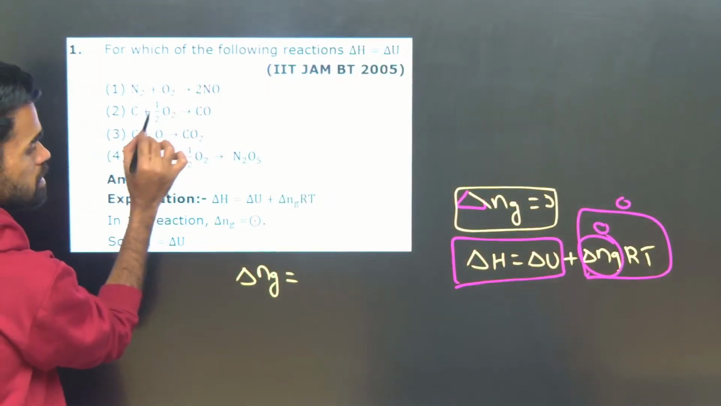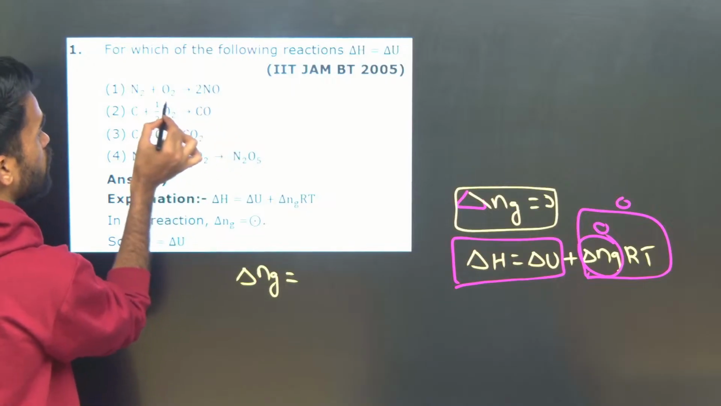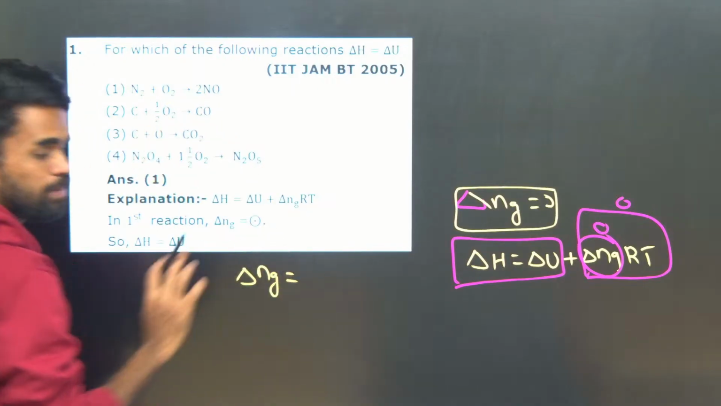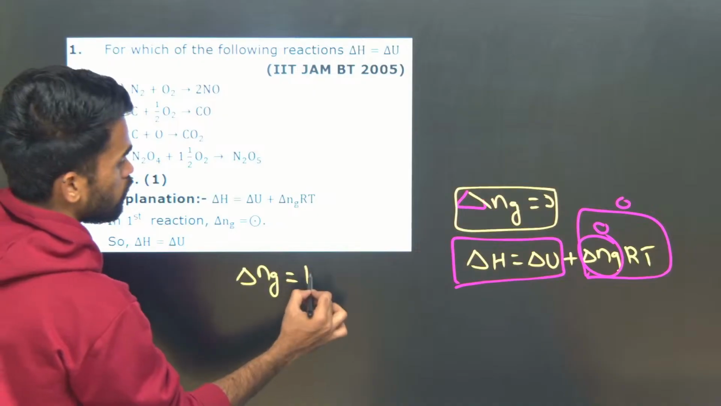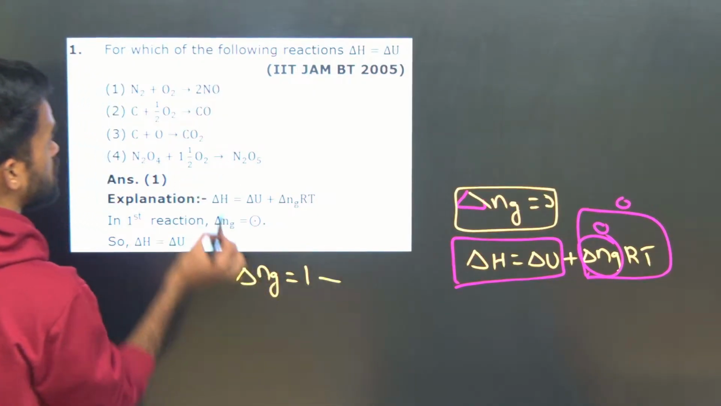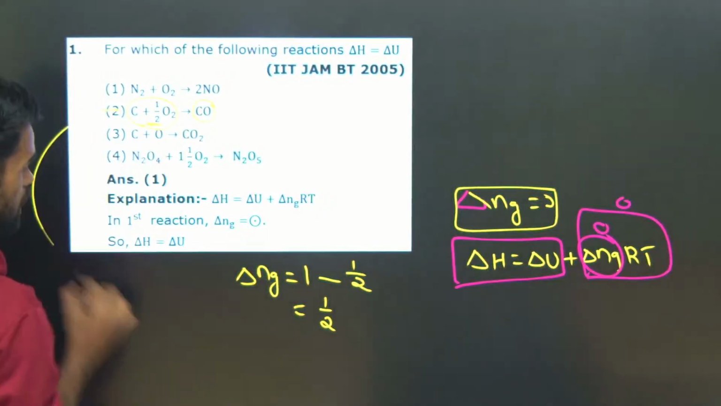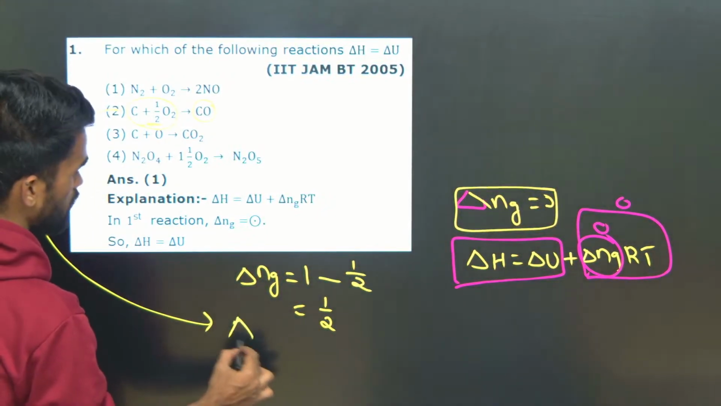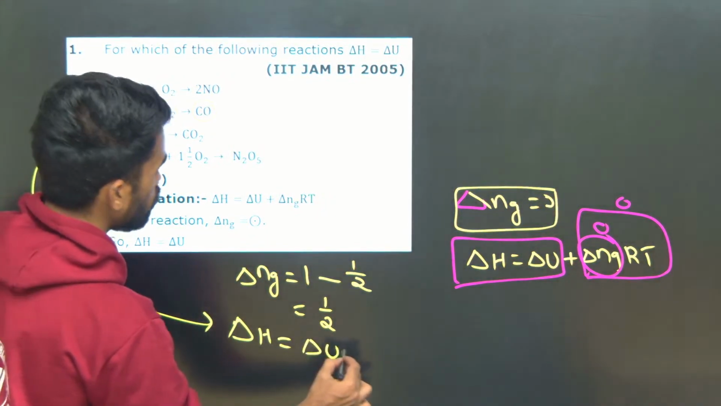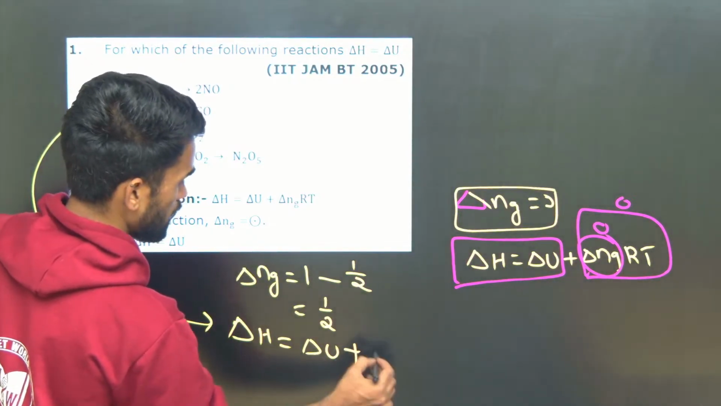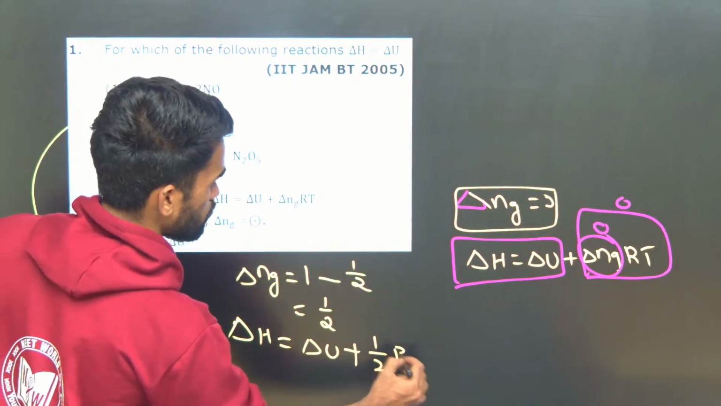See, if the number of gaseous products and the number of gaseous reactants are equal, then it will be 0. But in this case, if you see, only one carbon monoxide is there, which is a gas at the product side, and half O2 is there. It means delta Ng is not equal to 0, it is 1 by 2 now. So in this second case, delta H will be equal to delta U plus 1 by 2 RT. Okay, in which case?